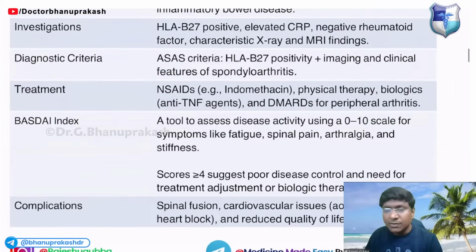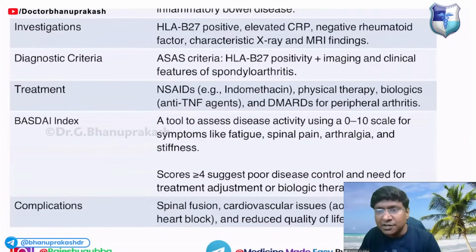Then what is the workup that you will do in patients with ankylosing spondylitis? As I have already said, HLA-B27 will be positive, right? And you have the characteristic X-ray and MRI findings. What is that X-ray finding? One is your bamboo spine, pseudo widening of the joint spaces, squaring of the vertebrae, and MRI will be showing bone marrow edema.